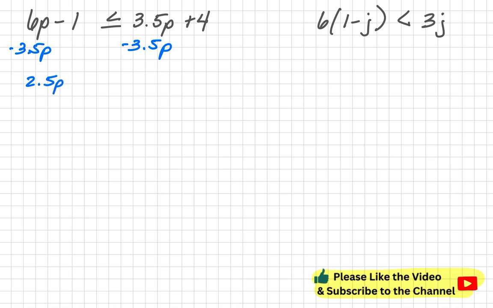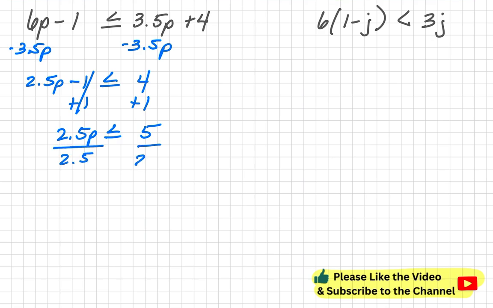minus 1 is less than or equal to 4. Now, to isolate the variable, I'm going to add 1 to get rid of 1 on this side. So I do that on that side as well. That's canceled. And then I have 2.5p is less than or equal to 5. And then since it's multiplied by 2.5, I'm going to divide by 2.5 on both sides. So then my answer is p is less than or equal to 2.